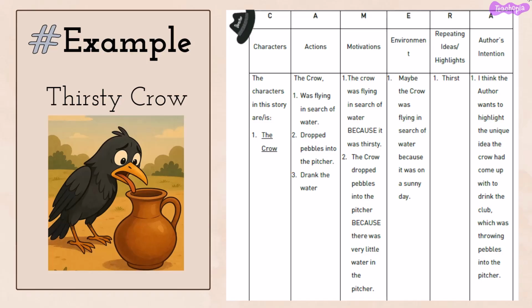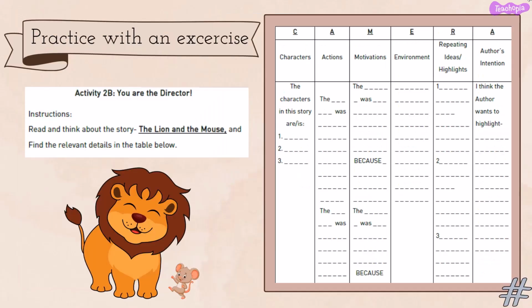Environment is the setting, probably being a sunny day, and the repeating idea in the entire story is thirst. It is the theme and crux of the story. The author's intention, on the other hand, is for learners to think of. It can be absolutely subjective. One such author's intention can be that a creative solution or a unique idea always helps us in our times of trouble. Thus, using the camera tool, we can identify the theme of the story.